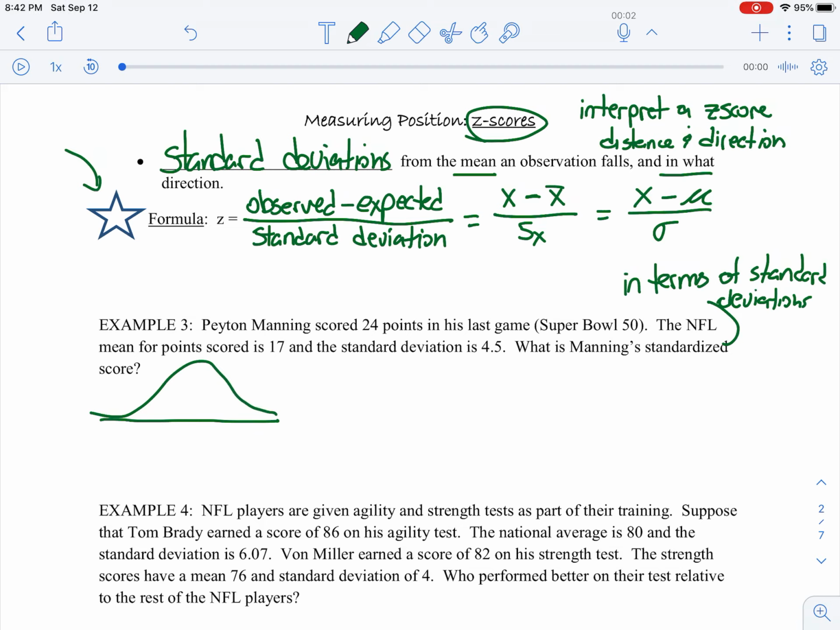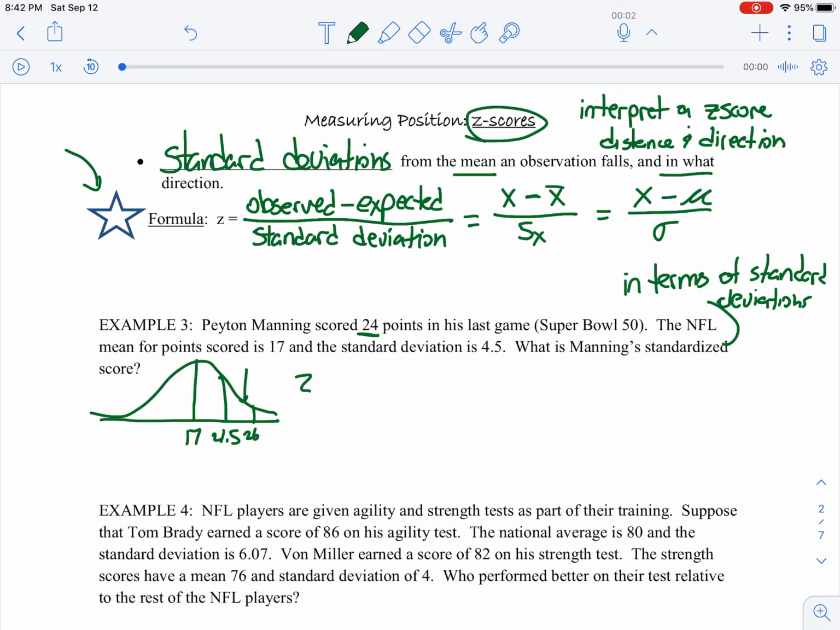Okay. Peyton Manning. We know that the mean, the typical scoring in an NFL game, is 17, with a standard deviation of 4.5. So I know that this is going to be 21.5 at one standard deviation. I'm going to add 4.5 again, and I'm going to get 26. So I'm drawing out the standard deviations above or below the mean. Now I know that Peyton Manning scored 24 points. 24 points falls right there.